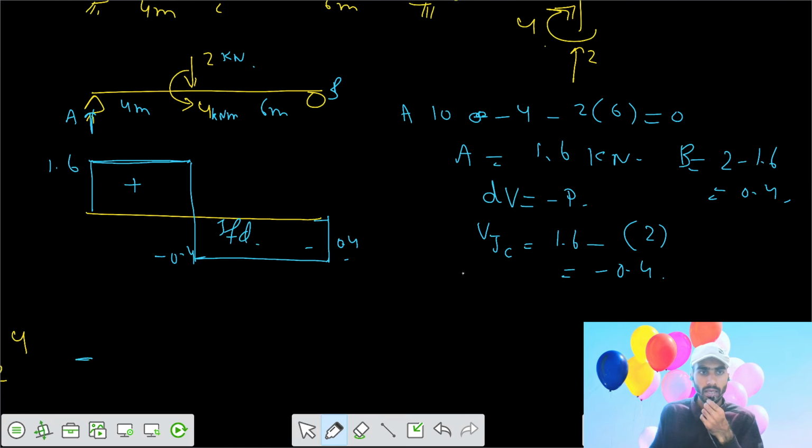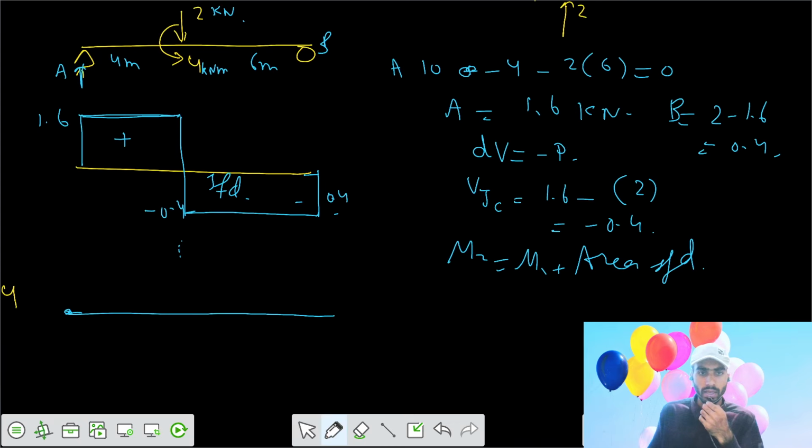And for the BMD, we can write that up to this point there is no moment. At support A there is no moment. We can write M2 equals M1 plus area of the SFD. For moment 1, at the support there is no moment, so moment 1 is 0. That means 0 plus area of the SFD between the points AC, that is 4 into 1.6, that's 6.4, a moment of 6.4. Say the moment here is 6.4, you join the 2 by a straight line.